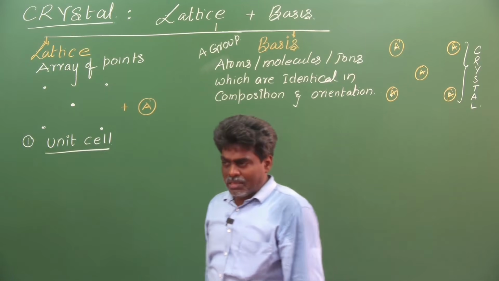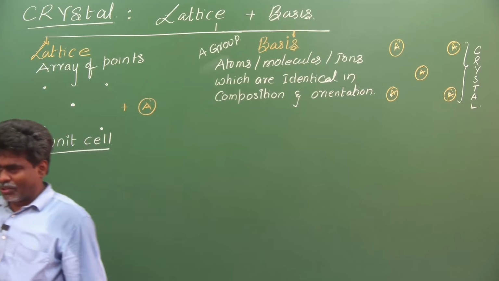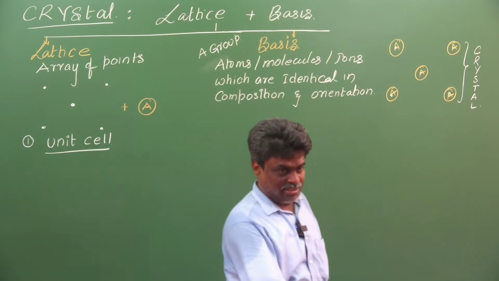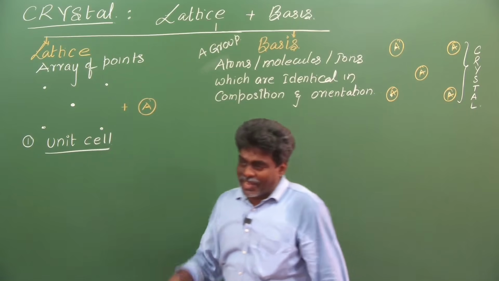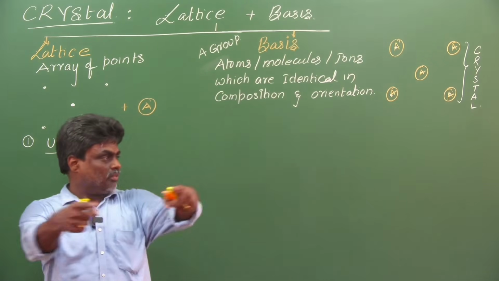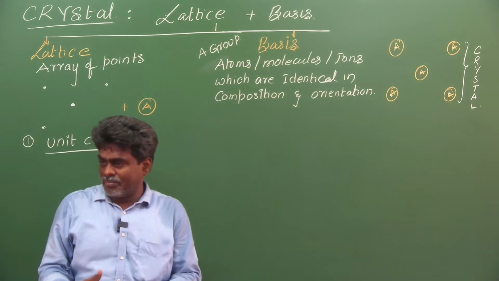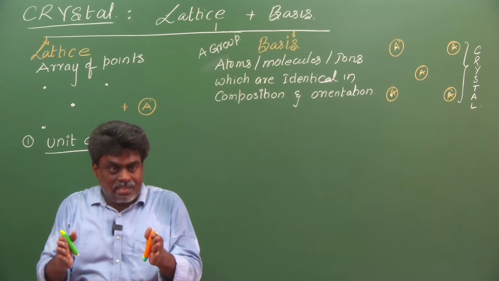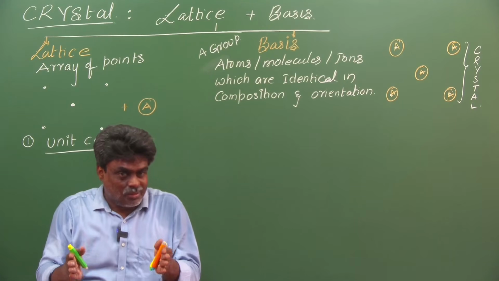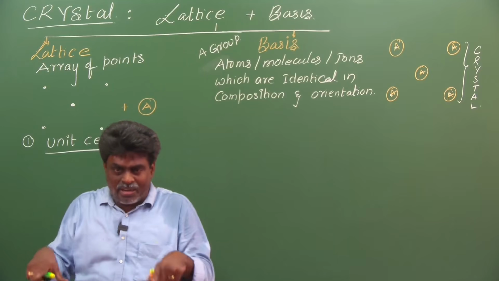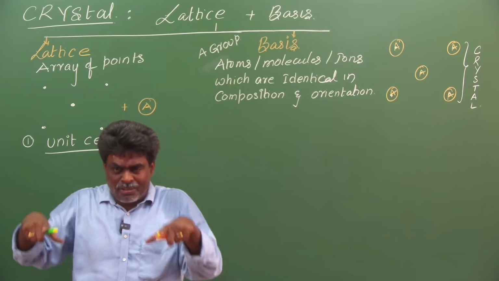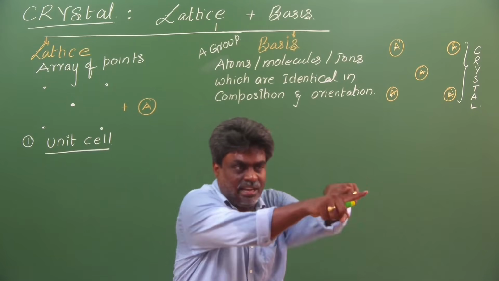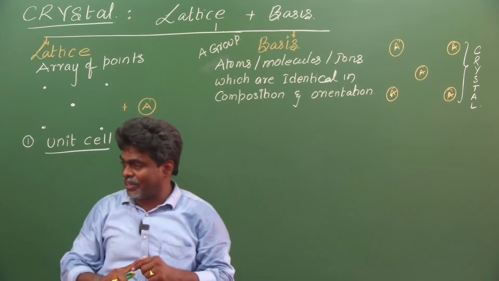If you see the flooring, what are you having? Tiles. This total flooring, let us say it's a solid. How did you get that entire solid? By placing one tile, a square tile or rectangle tile, whatever it may be. You have taken that tile and you keep on placing it, then you got the entire solid.